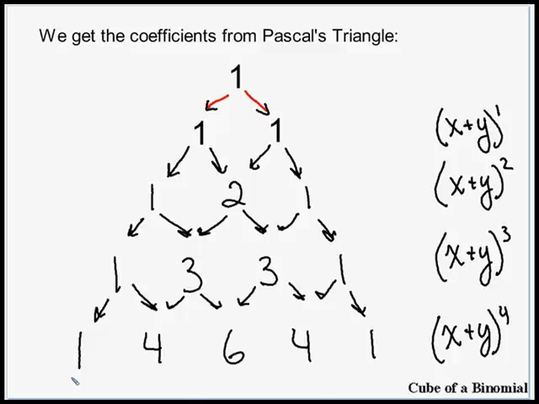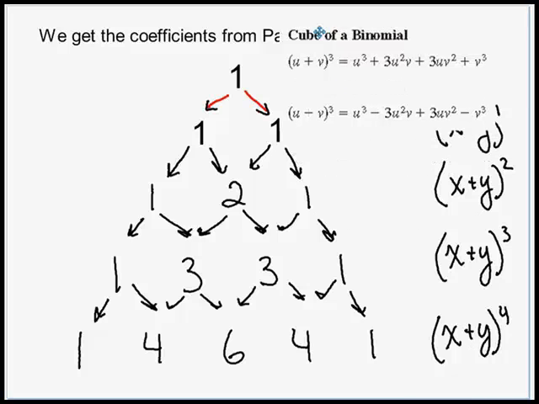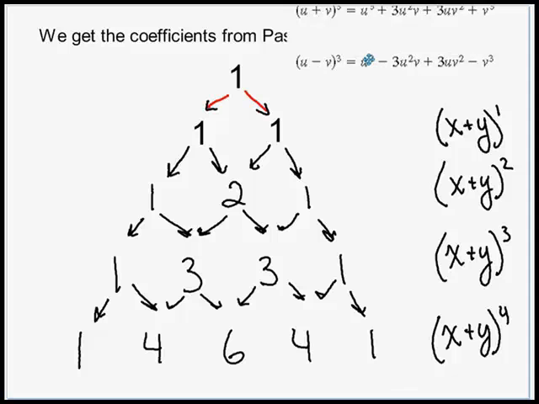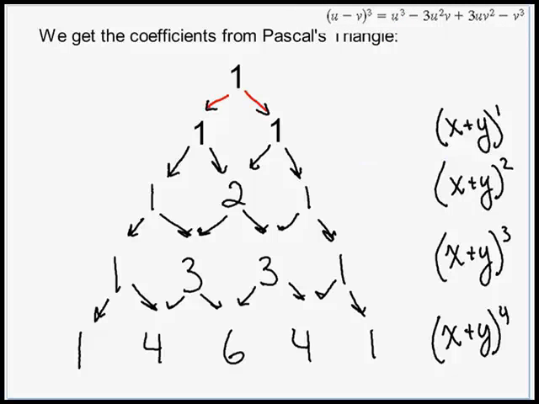And we could continue that, make layer after layer of the triangle, and those are the coefficients for x plus y to the fifth power, 6th, 7th, 8th, and so on. So that's how we get the coefficients. But how do we get the u cubeds and u squareds and v's, and how do we fill in those variables? That is also just an overall pattern.